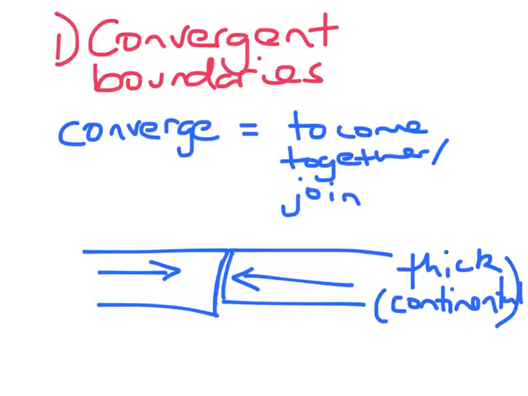When continental plates come together, you end up squishing into each other and they form these folding mountains that go like this. But we're not going to worry about that for the moment. What we want to worry about is the other type of convergent boundary. And this is the more important one.